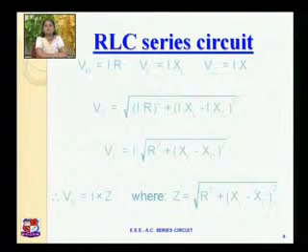So VR is equal to I into R. VL is the voltage across the inductor, which is equal to I into XL. I is the current passing through the circuit and XL is the inductive reactance of a particular inductive element, and VC is the voltage across the capacitor, which is equal to IXC. Again, XC is the capacitive reactance, and the value of XC depends upon the capacitor connected in the circuit.